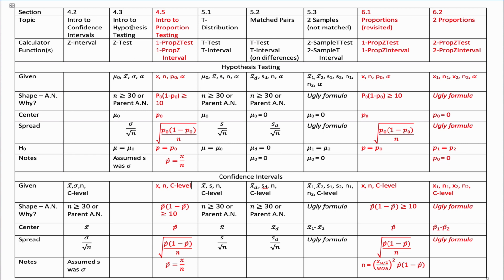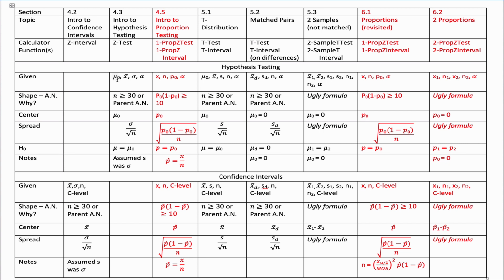We then went into 4.3 where we dealt with hypothesis testing. Very different than confidence intervals. 4.2 and 4.3 were similar in that in both sections we had sigma, the population standard deviation. Or if we didn't, we assumed that the sample standard deviation was just the population standard deviation. Because we need that population standard deviation to get a z distribution, which is why we're using z interval and z test here.